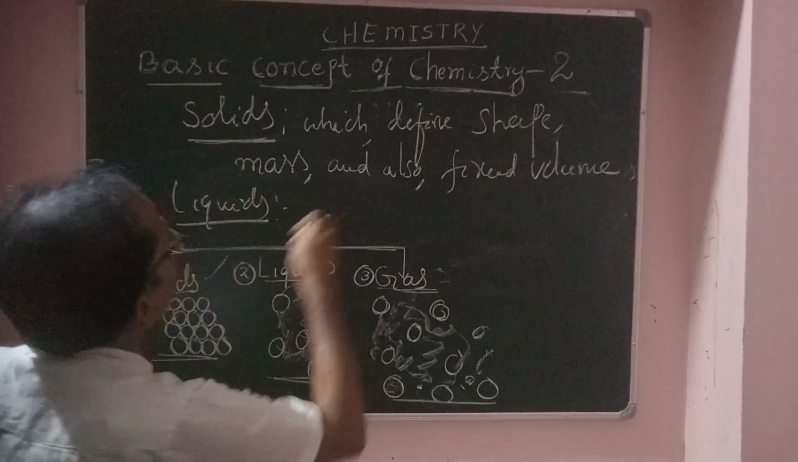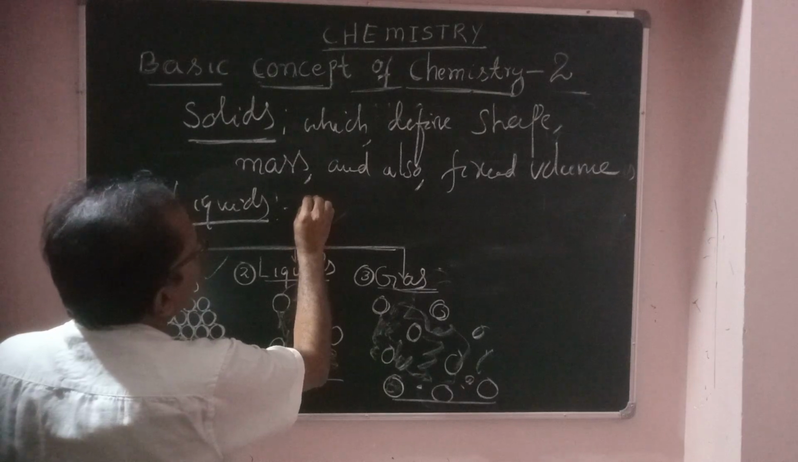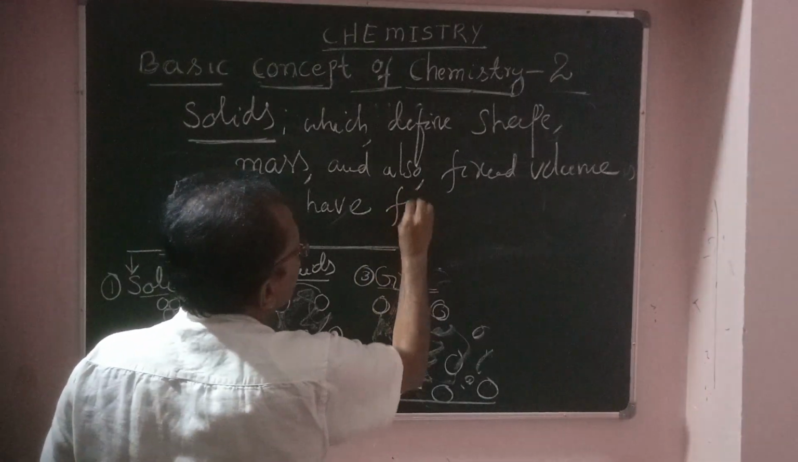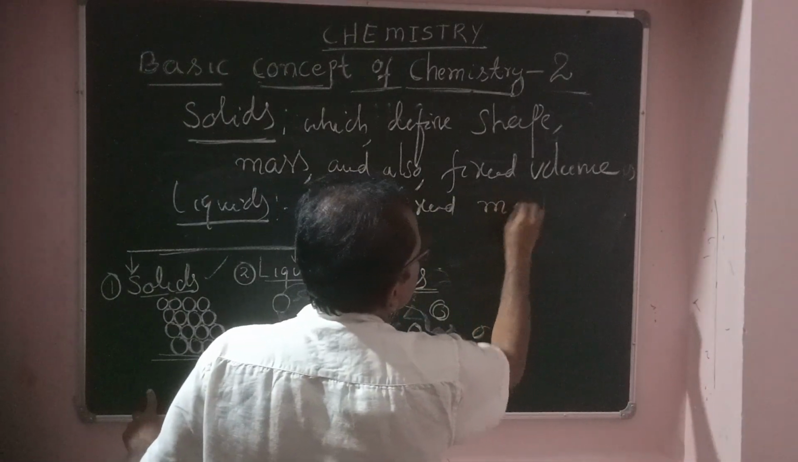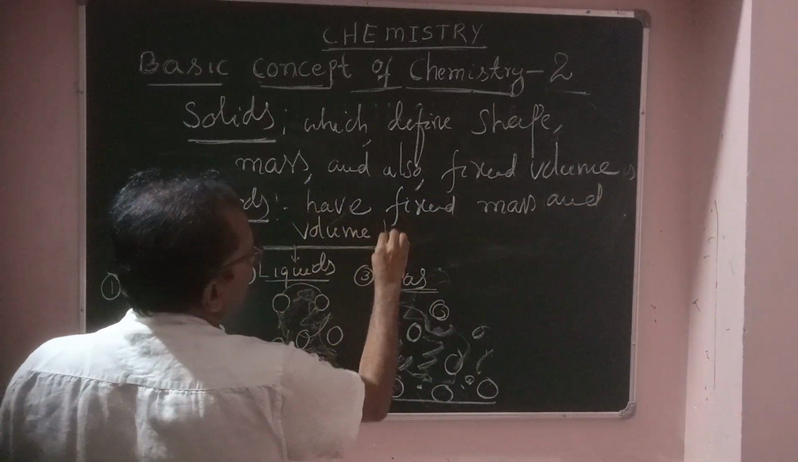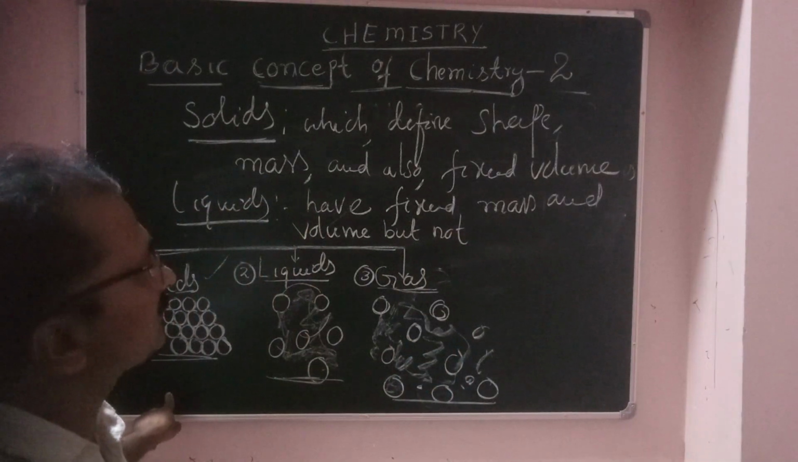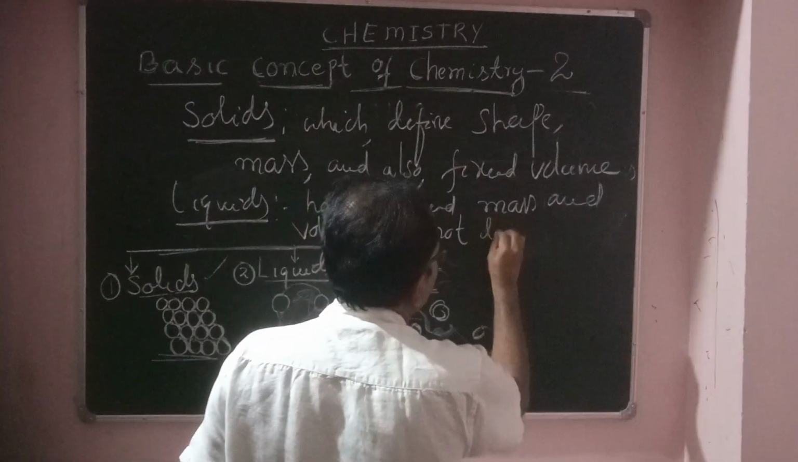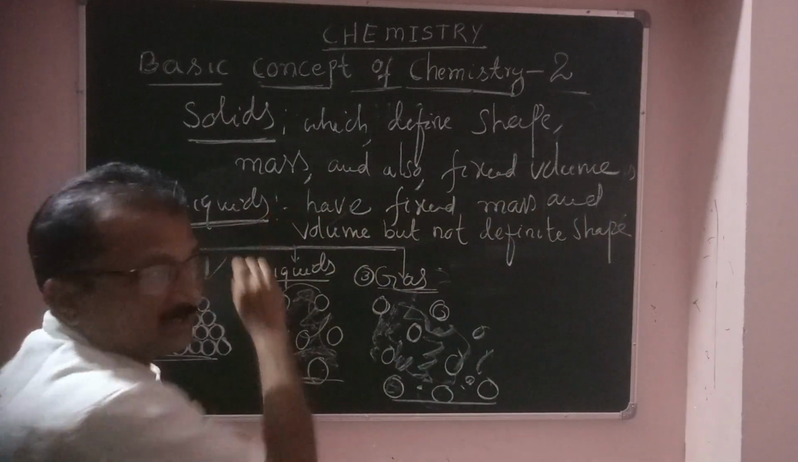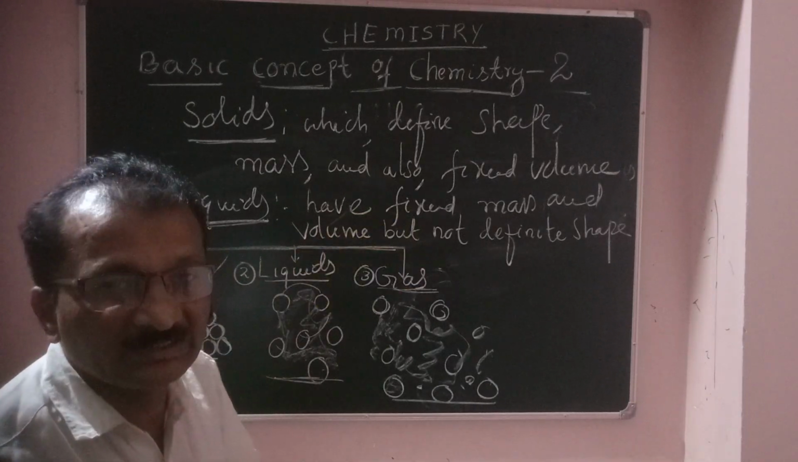Then how can you define liquids? Liquids have fixed mass and fixed volume, but not a definite shape. So they are called liquids. Liquids have fixed or definite mass and definite volume, but not definite shape.